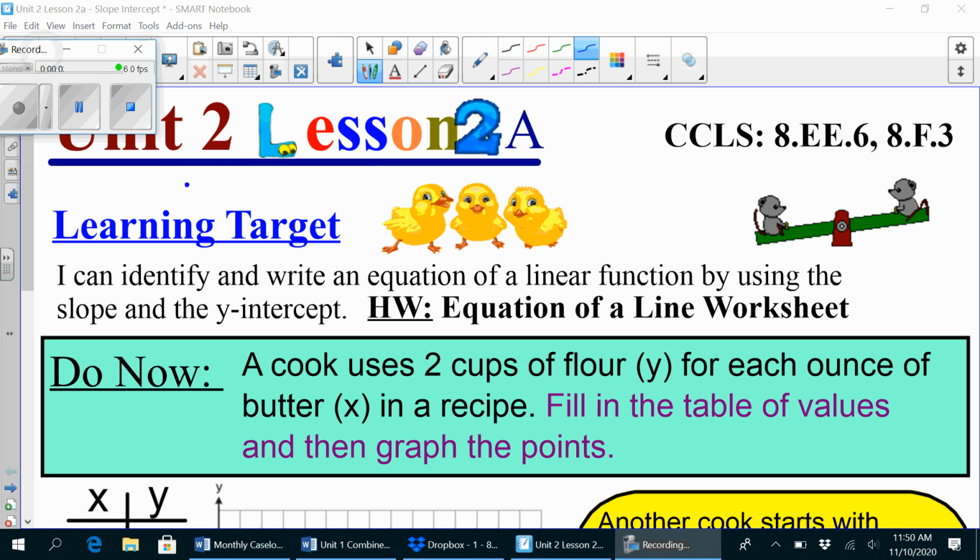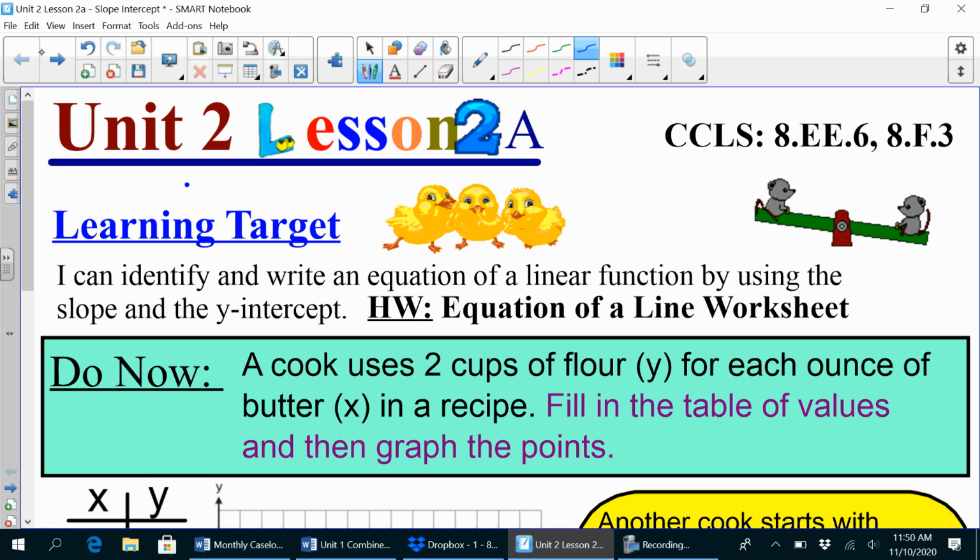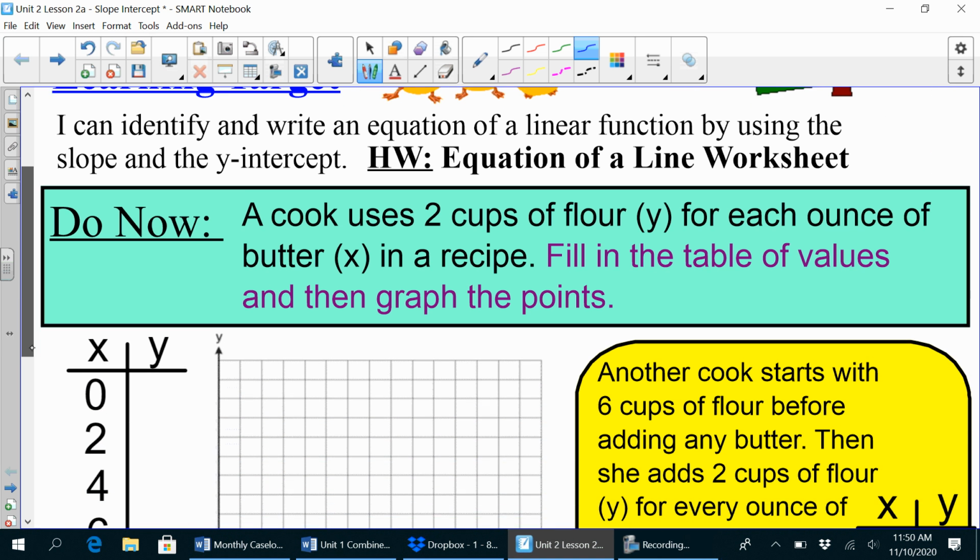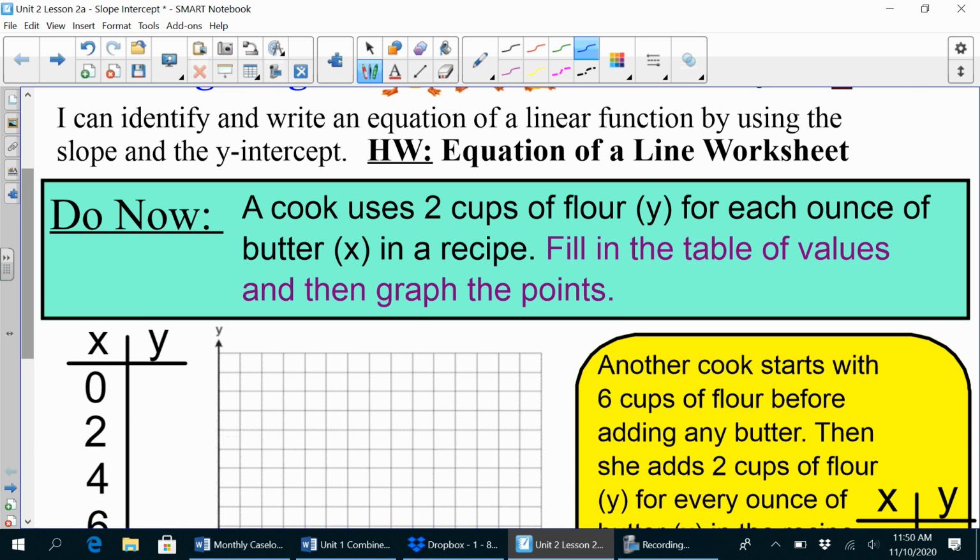Okay, 8th grade, today we're taking a look at Unit 2, Lesson 2A. The learning target says I can identify and write an equation of a linear function by using the slope and y-intercept. The do now says a cook uses 2 cups of flour for each ounce of butter in a recipe. Fill in the table of values and then you're going to graph the points.